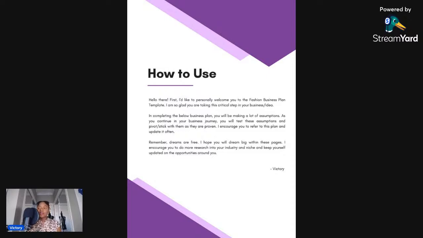And even after you fill out this business template, ensure that you continue to research your industry, continue to research your niche, and keep yourself updated on all the opportunities that are around you so that you can take advantage of those as well. So let's jump into the business plan template.